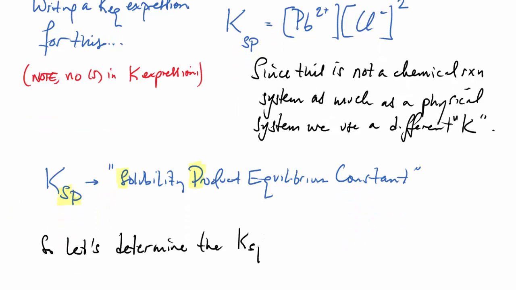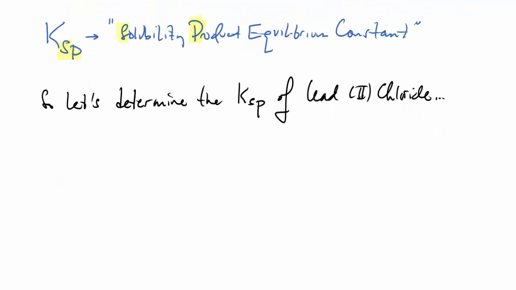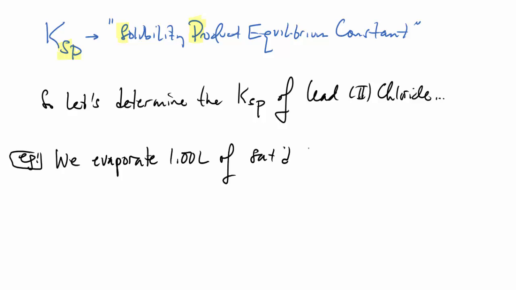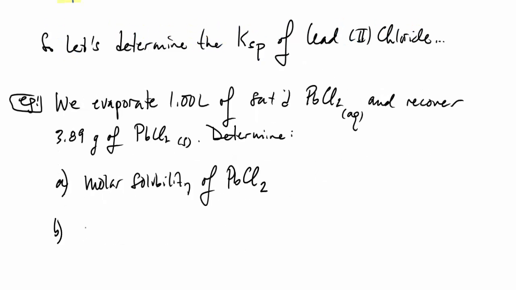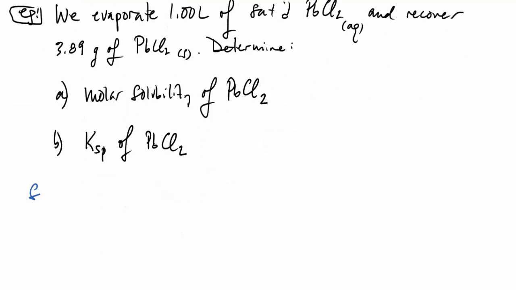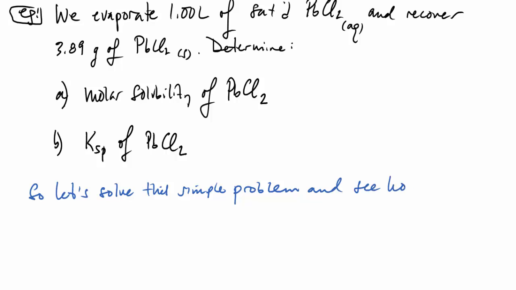All right, so now let's determine the Ksp of lead 2 chloride. So here's an example. We get 1 liter of saturated lead 2 chloride, and we evaporate all the water away, and we recover 3.89 grams of solid lead 2 chloride. So we've got two things to determine. The first thing is the molar solubility of lead 2 chloride. Second is the Ksp of lead 2 chloride. So let's solve this simple problem and see how to make the calculations.